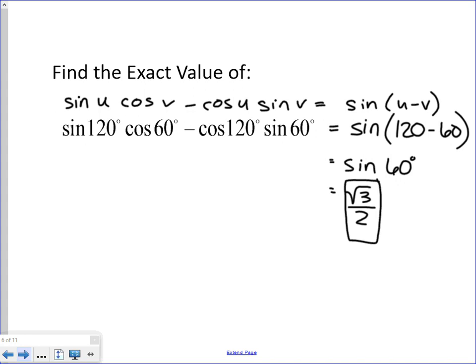So if I subtracted them and then it wasn't a nice angle and I was supposed to find the exact value of it, then I'd probably have to go through and actually do the work. But if it's going to be an angle in the unit circle, that's going to be shorter.